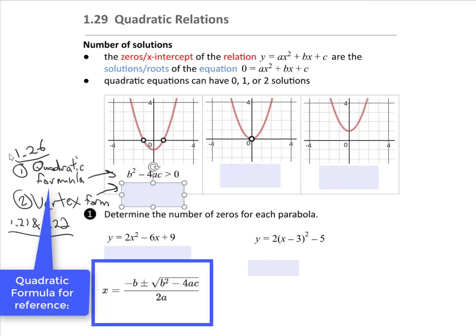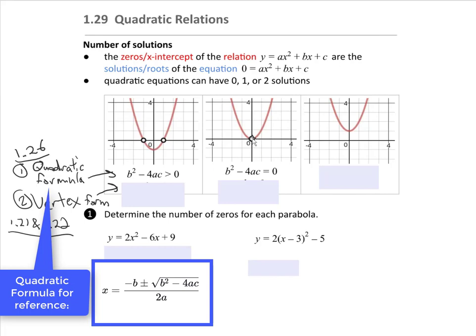So if we look at the quadratic formula from 1.26, what's under the square root, which is just b squared minus 4ac, if that's greater than 0, then that means we're going to have two solutions. Similarly, if it's equal to 0, then we'll only have one solution, because it'll be negative b plus minus 0. So there's only one solution in that case.